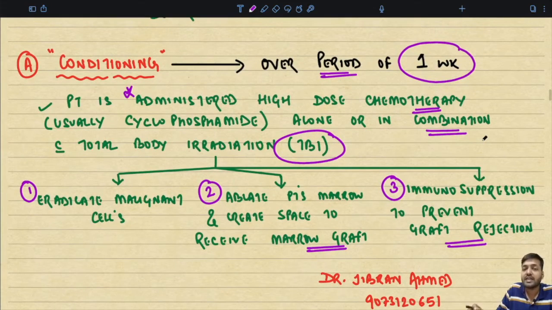So conditioning is administration of high dose chemotherapy or total body irradiation, or a combination of both, to eradicate the malignant cells as well as to create a space in the recipient's bone marrow so that we can place the harvested hematopoietic stem cells from the donor. And not only that, by this process there is also immunosuppression of the recipient, because all the recipient immune cells are getting destroyed. This is necessary so as to prevent graft rejection.